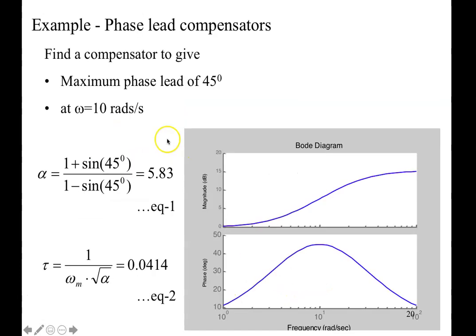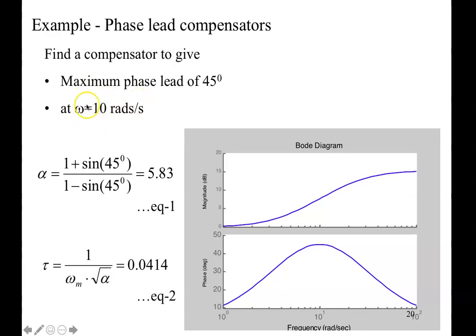Okay, so here we go. 45 degrees is the phase angle I want, so I'm going to put 45 here, and 45 in the denominator: 1 plus sine 45 over 1 minus sine 45. You use your calculators, and that will give you a value of approximately 5.83.